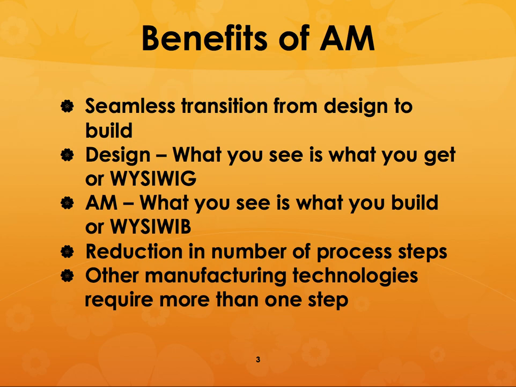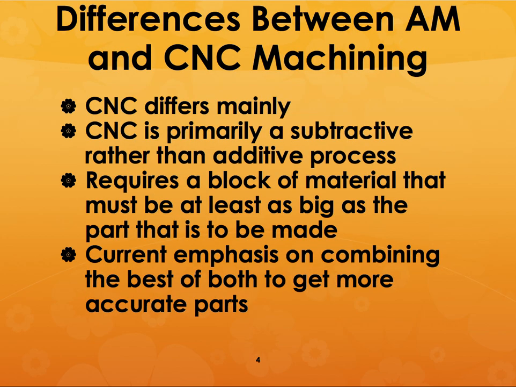And of course, you may need to build support material, and you will have to remove the support material after the processing is done and so on. But in any case, the main difference between additive manufacturing and CNC machining is that CNC is primarily a subtractive process rather than an additive process, and it requires a block of material that is at least as big as the part that is being made.